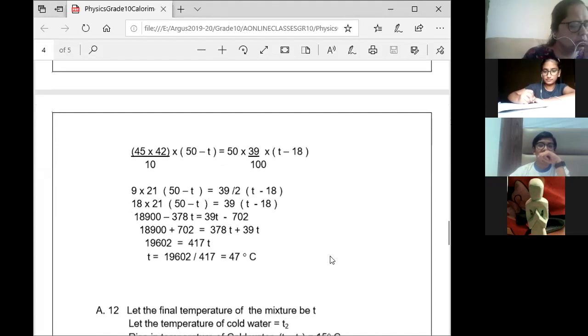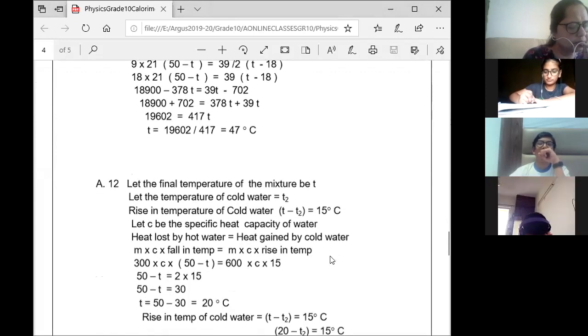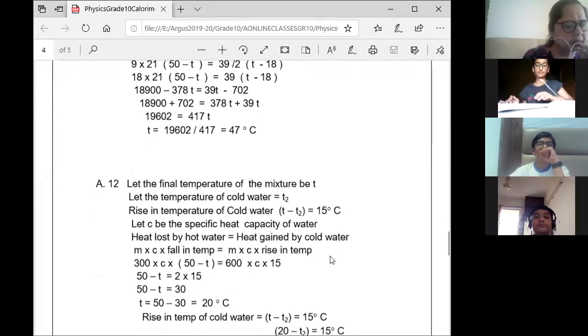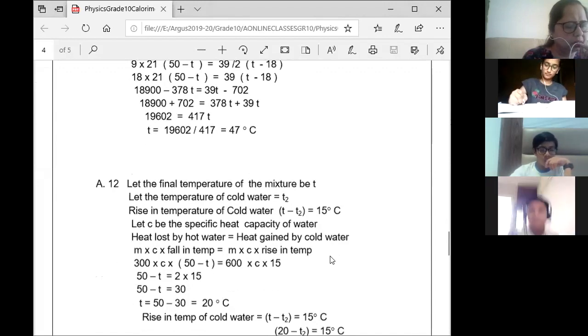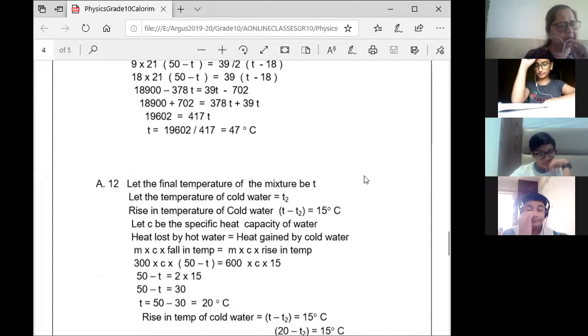The temperature of 600 gram of cold water rises by 15 degrees Celsius when 300 gram of hot water at 50 degrees is added to it. And you have to find what was the initial temperature of cold water, right? Now, what is 50 degrees Celsius? The temperature of 600 gram of cold water rises by 15 degrees.